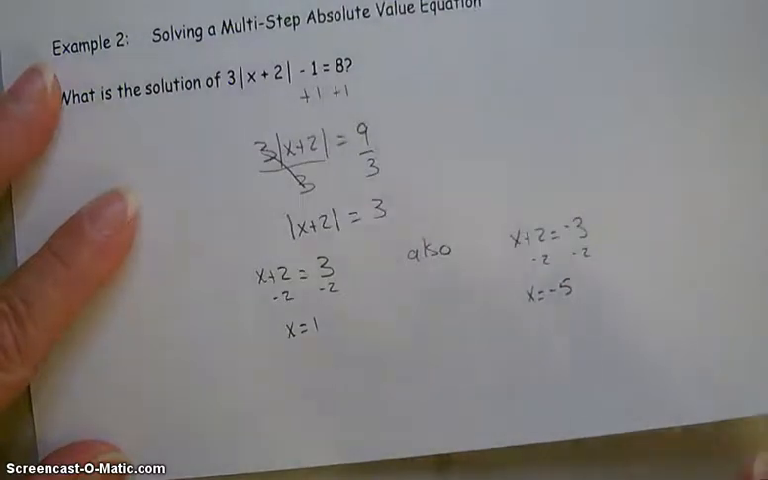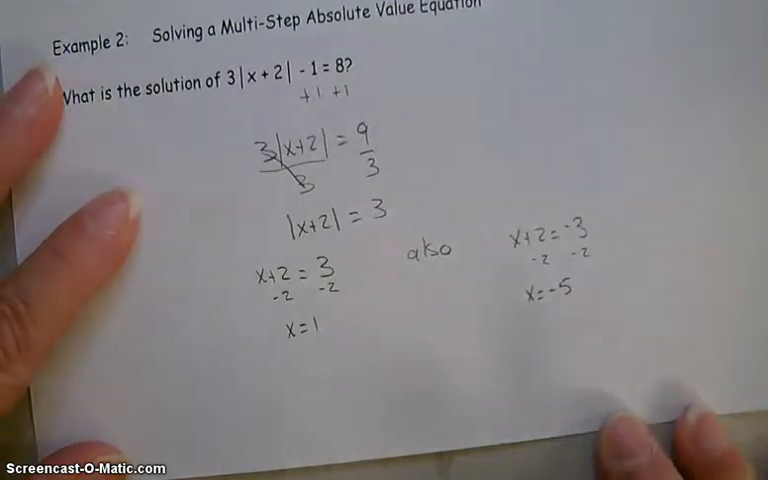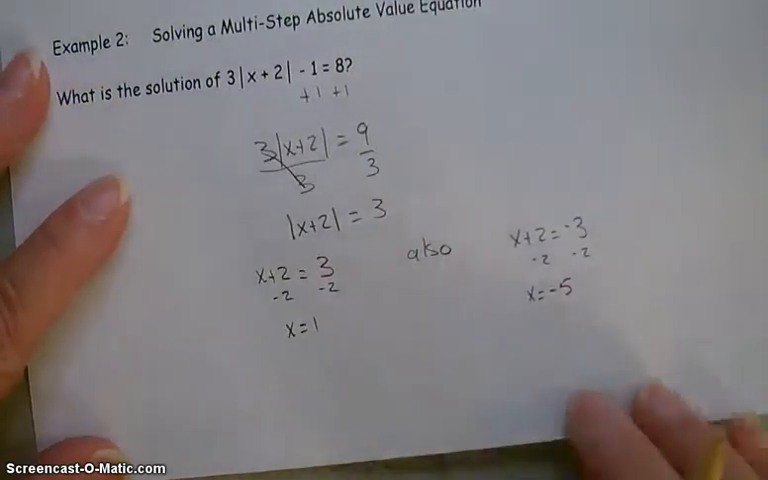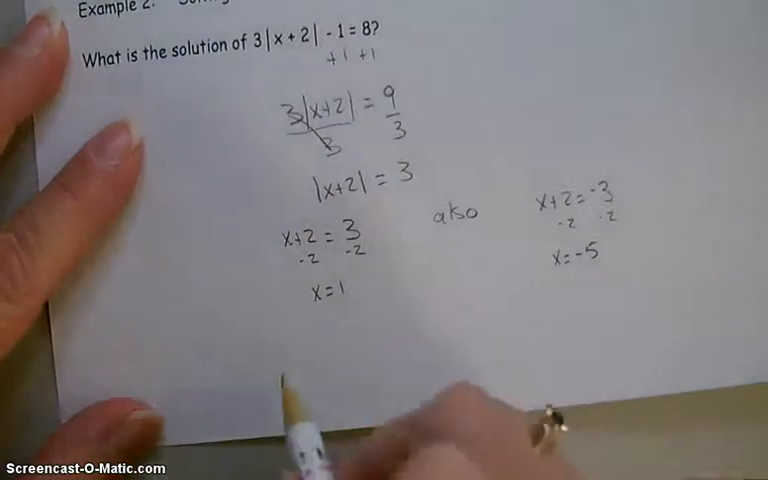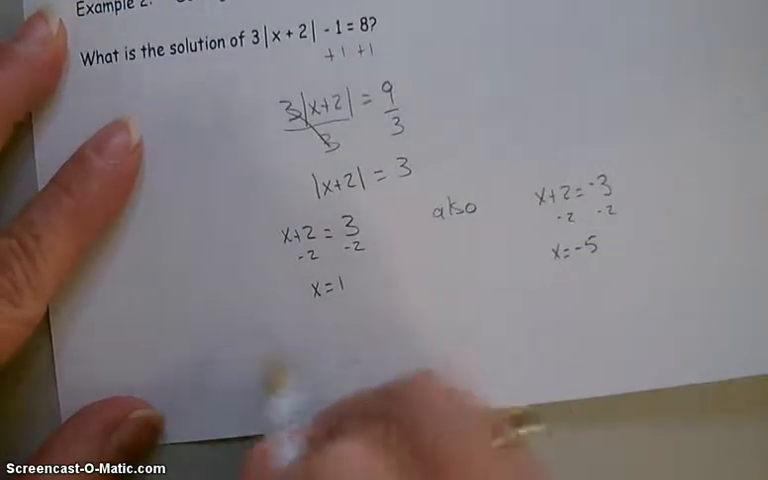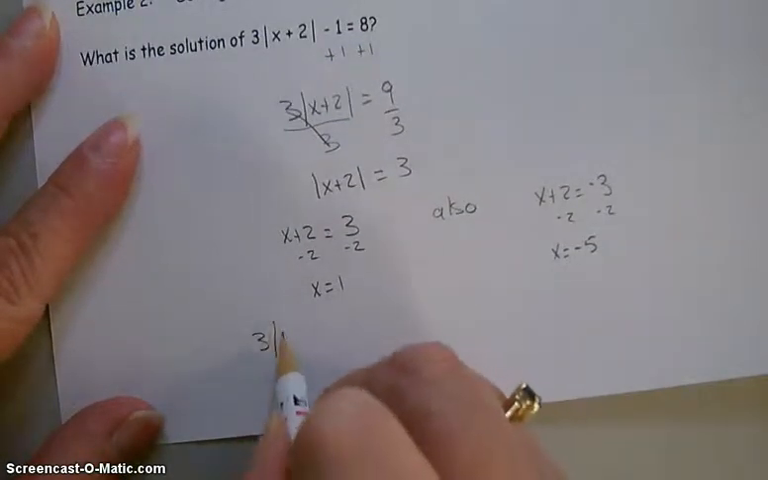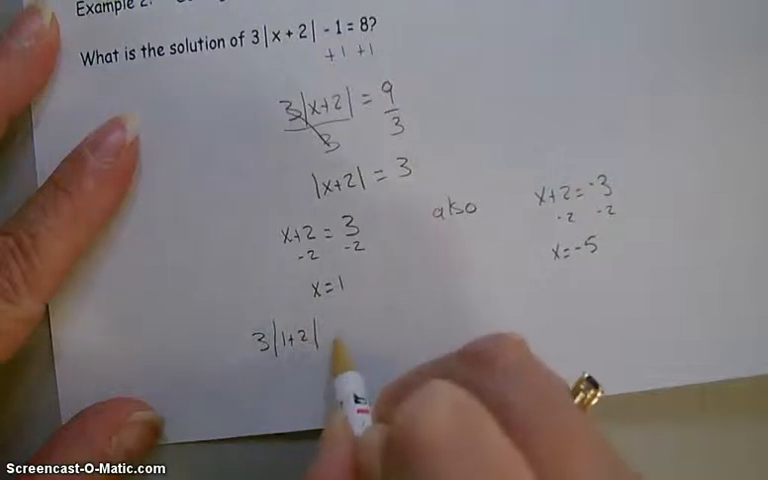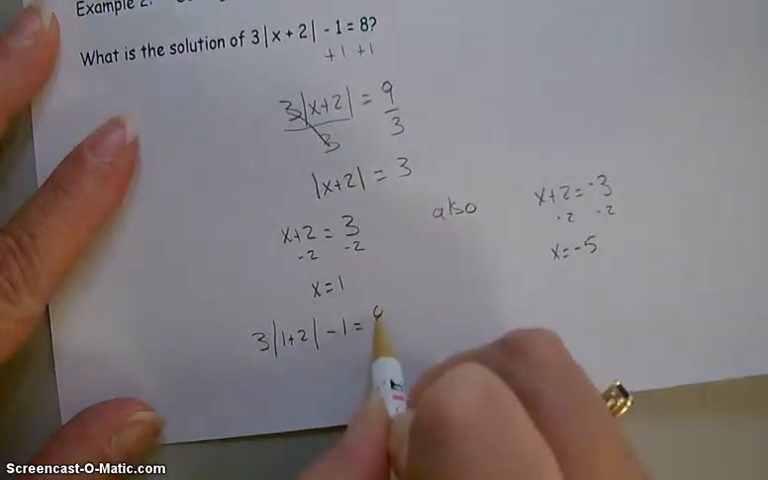After we have our two values, you want to plug them back into the original equation and check them out. So let's check 1. We have 3 times the absolute value of 1 plus 2, minus 1 equals 8.